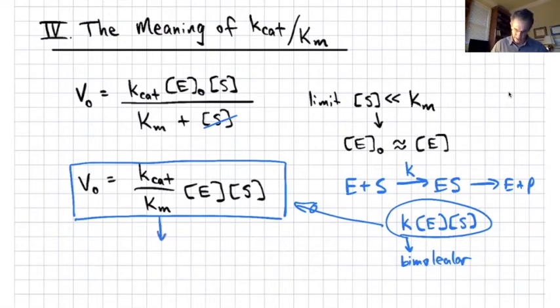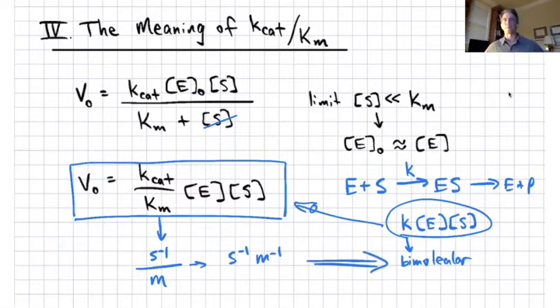Because kcat is in units of second to the minus one, and Km is in units of molar, which means the units of kcat over Km is second to the minus one, molar to the minus one, same as a bimolecular rate constant. And so the form of this equation, like a constant times E times S, is an apparent second order rate constant for the interaction between enzyme and substrate, but related to the rate at which product is produced.